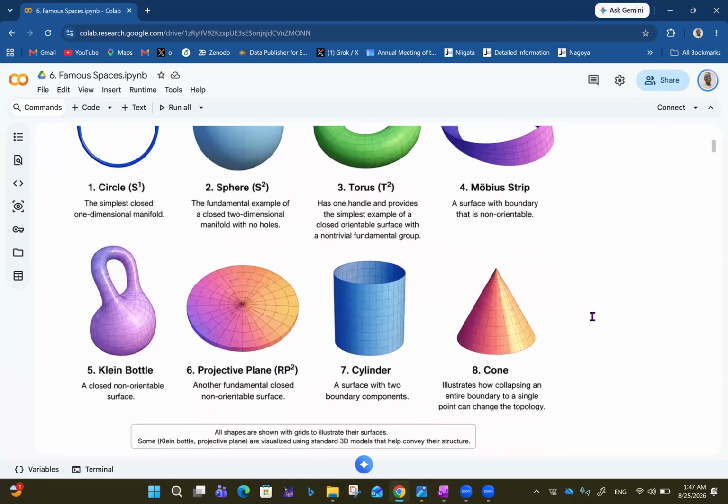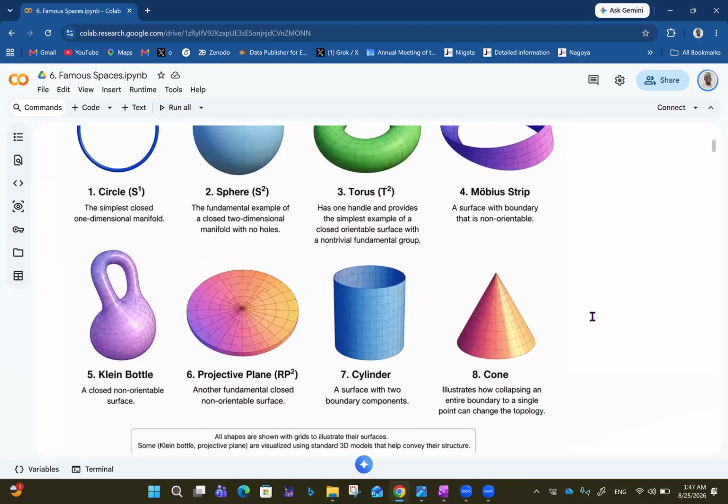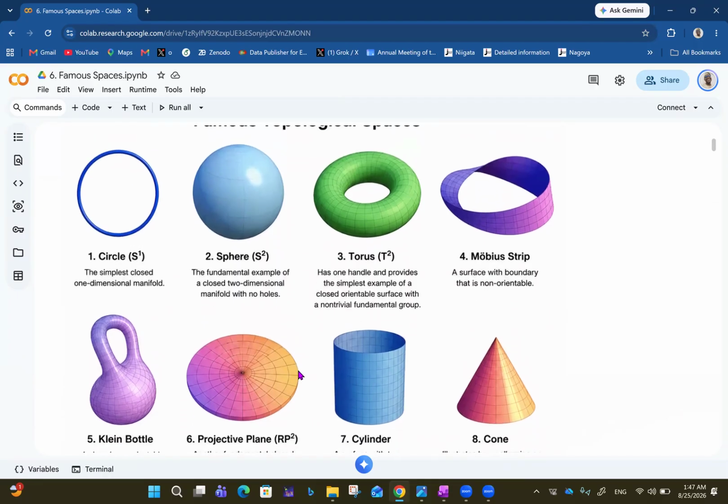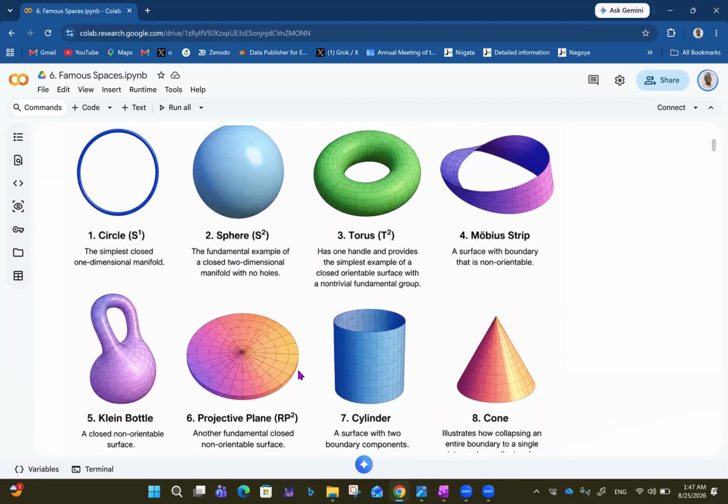All shapes, what we have here, are shown with grids to illustrate their surfaces. The Klein bottle and projective plane are visualized using standard 3D models that help convey their structure, basically. So these are famous topological spaces like that.